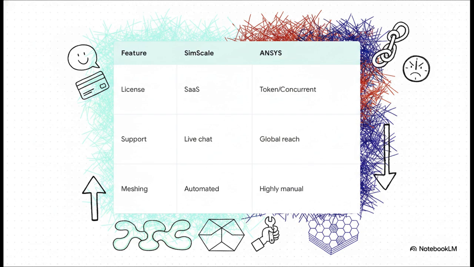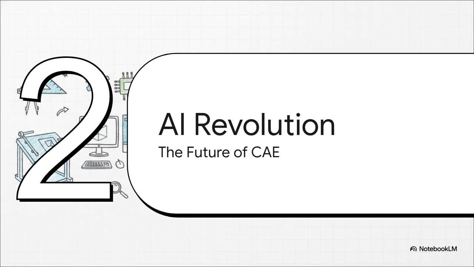That said, when it comes to the technical weeds like meshing, ANSYS gives you superior fine-grained manual hex and boundary layer control, whereas SimScale leans much more into automated workflows like the Lattice-Boltzmann method. Which brings us to our final section, Section 4, the AI engineering revolution.